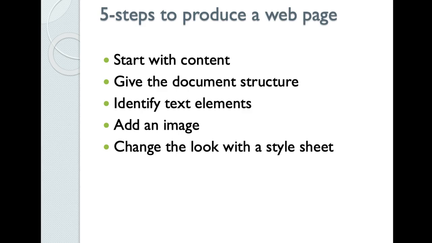Then we want to give the document some structure, figure out what goes where. Third step would be to identify the text elements, and then add any imagery, multimedia elements, things like that. And lastly, we change our look with our CSS. This is a very base level approach to this, but it's one that anyone can understand. So focus on content, then structure, then identify what's going to be text where, and then add your imagery, and then focus on the aesthetics or changing the look.